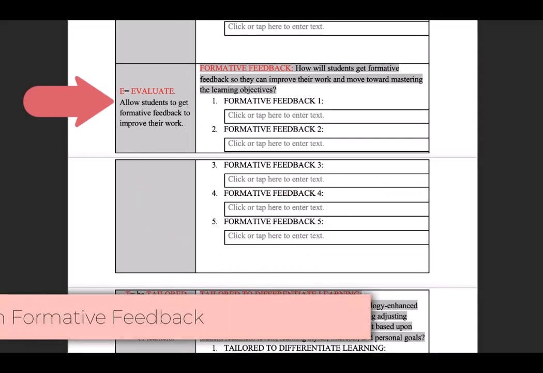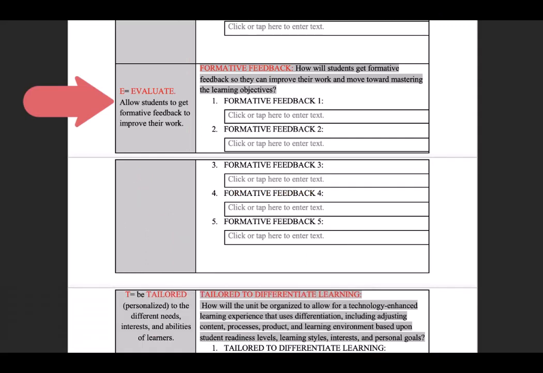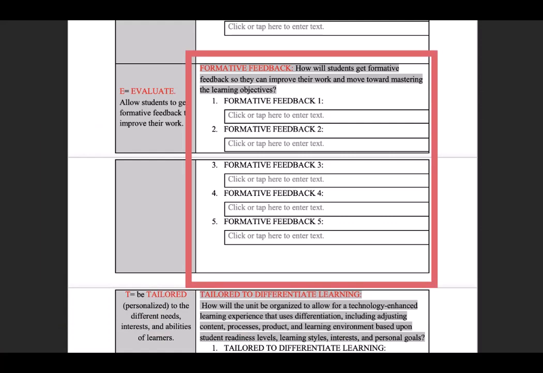The next section is for the formative feedback. Here you will provide opportunities for students to evaluate their understanding by providing feedback and opportunities to improve their work. You want the students to be able to continue to move forward and toward the end goal. In this section, you determine how you will be able to make sure your students are on track.